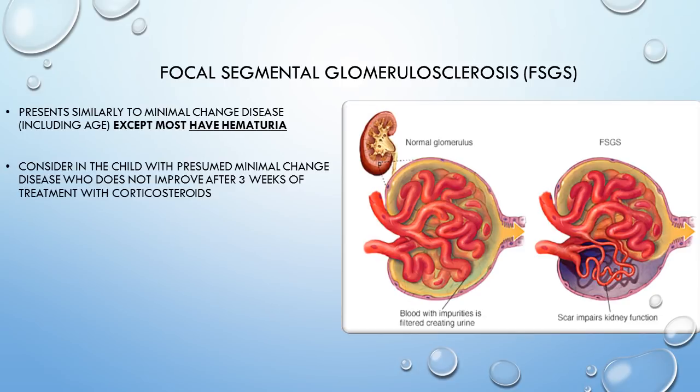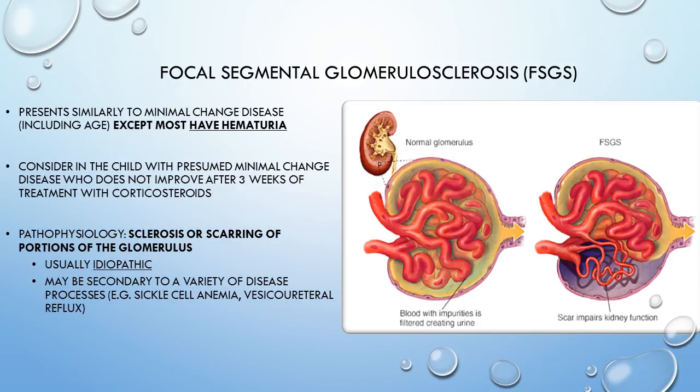We think it's probably minimal change because that's most common in these kids ages 2 to 10 years. We start them on steroids, but now they don't get better. So now this is what we think. All right, then since that didn't work, it's probably FSGS. Let's send them to a pediatric nephrologist so that they can get a biopsy.